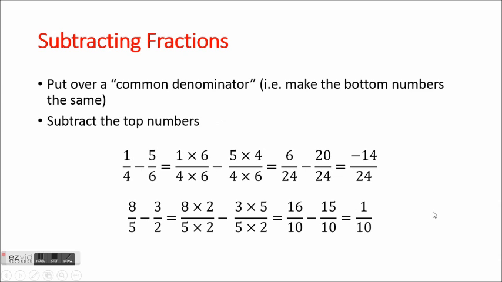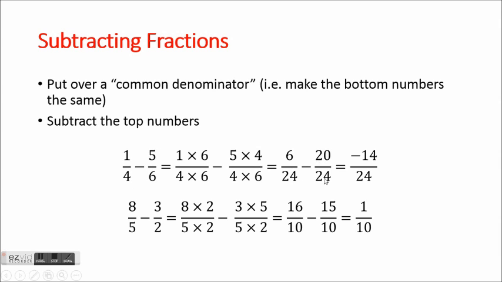Subtracting works exactly the same way. You have to get your common denominator again, so make the bottom numbers the same. So here we have 4 and 6. Our good common denominator to take is 24 again. So we multiply the 1 and the 6, and we multiply the 4 by the 5 in the same way. So we get 6 over 24 minus 20 over 24.